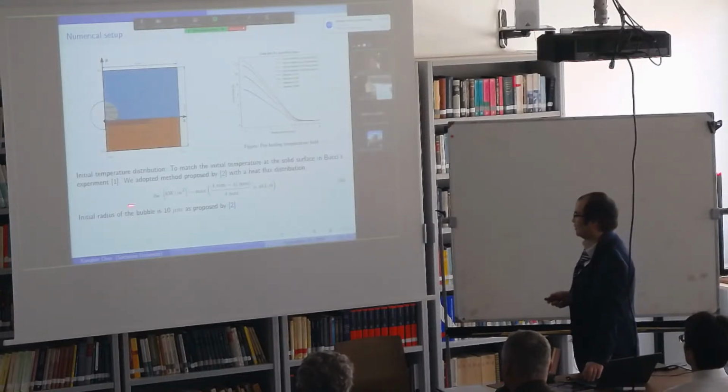And the initial radius of the bubble is 10 microns, also proposed by L'ubomír, and this radius is small enough to consider in the initial region.